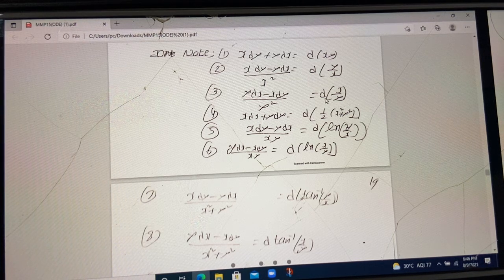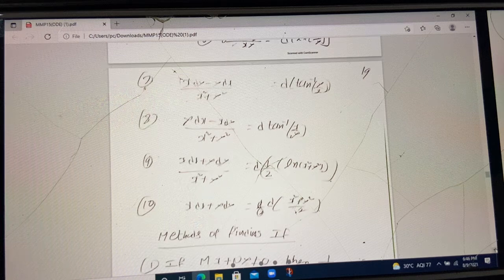So y square means d of x by y. If it is xy, then d of ln x by y. If it is x square plus y square, then d of tan inverse x by y. So try to remember them.